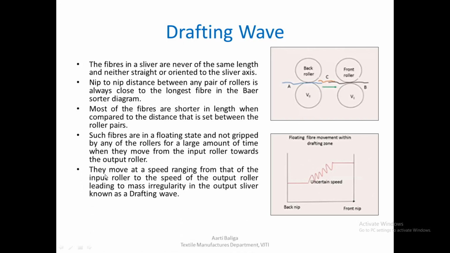They move at a speed ranging from that of the input roller to the speed of the output roller, leading to a mass irregularity in the output sliver, which is known as the drafting wave. The irregularity that we see due to the drafting process, whatever irregularity is introduced, is known as a drafting wave. It's a defect.